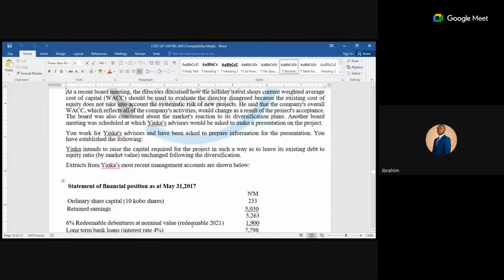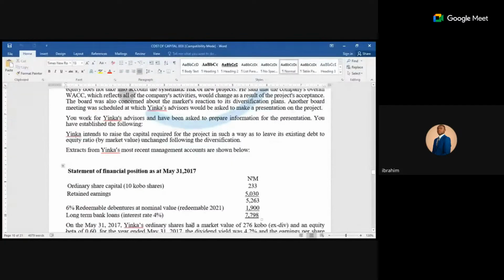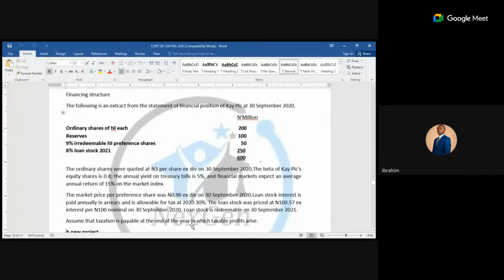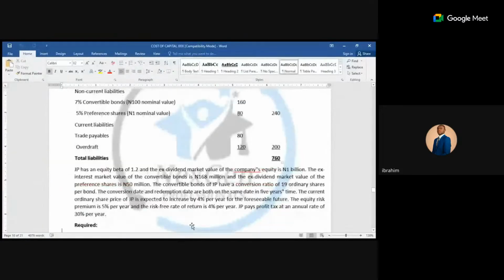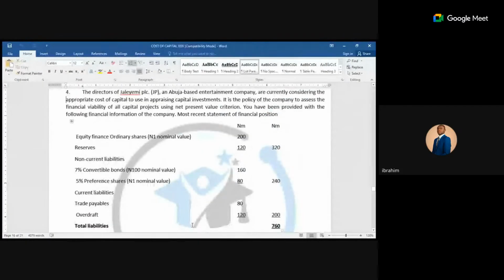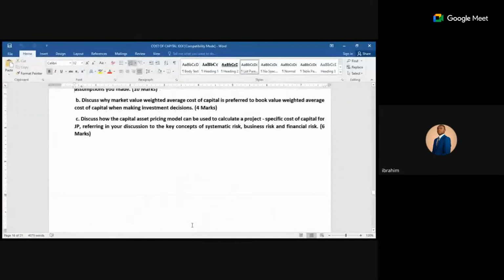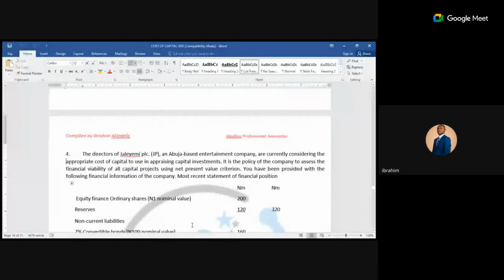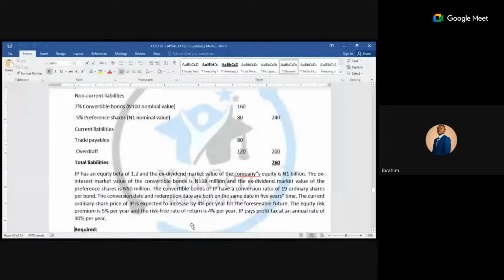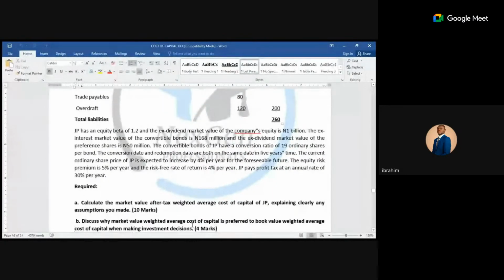I think this question is also one of the first questions in KPLC. Which question should we do? If you check the examiner's comment on this question, it is cost of capital. Let me quickly rush the question. It's not much. I can do it within 15 minutes.